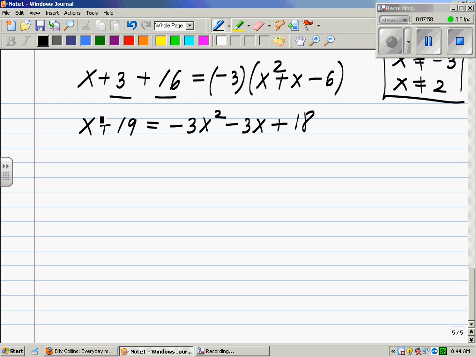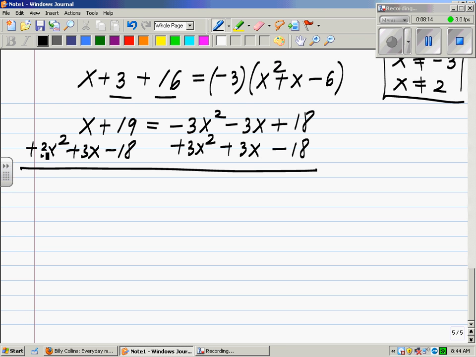I will move everything to the left side. So basically you're adding 3x squared, you're adding 3x, you're subtracting 18. And that's from both sides, right? Plus 3x squared plus 3x minus 18. 3x squared plus nothing here will be 3x squared. x plus 3x will be 4x. 19 minus 18, negative 1, equals 0. And you have a quadratic equation that you have to solve, either by factoring, completing the square, or by quadratic formula. I prefer the quadratic formula here.